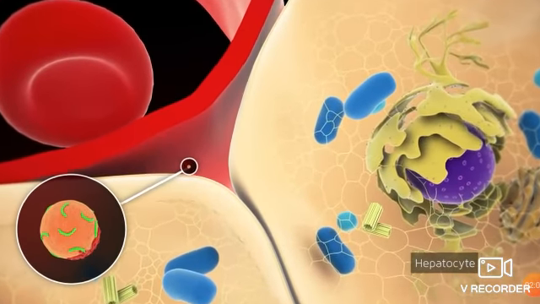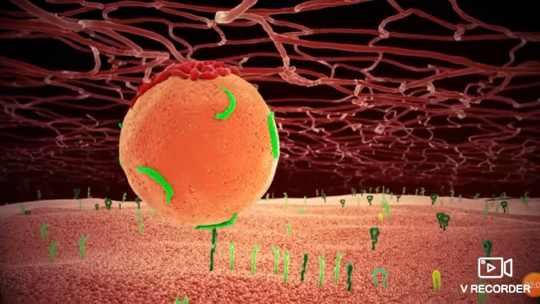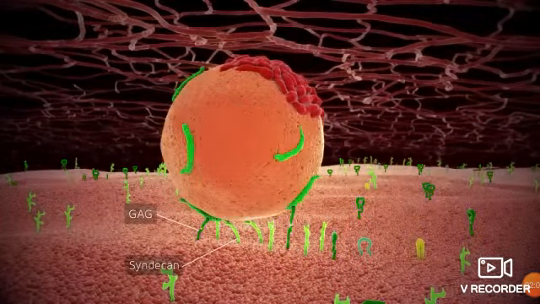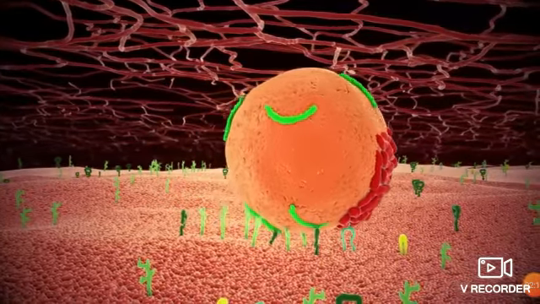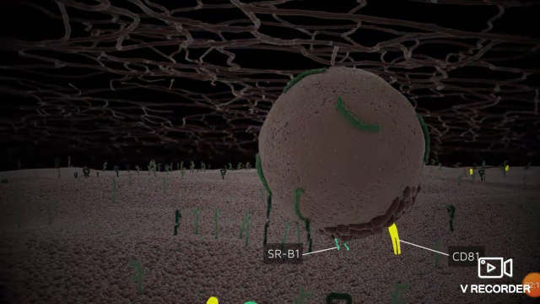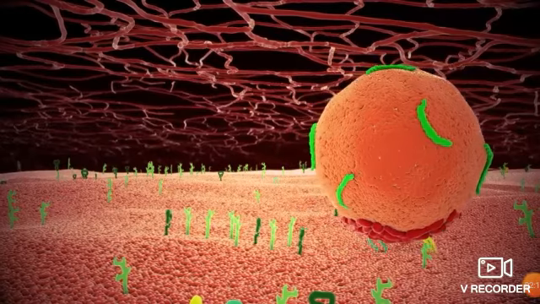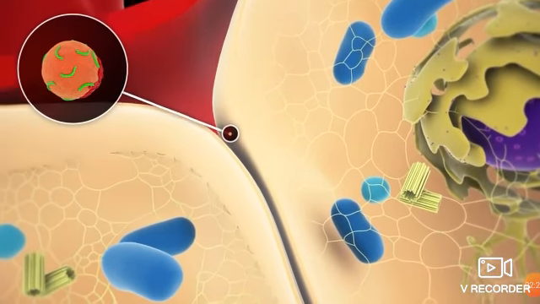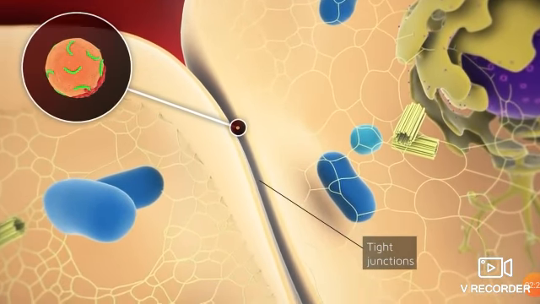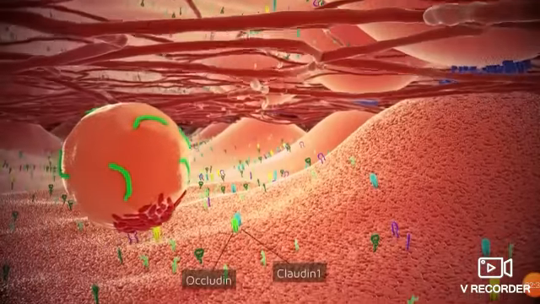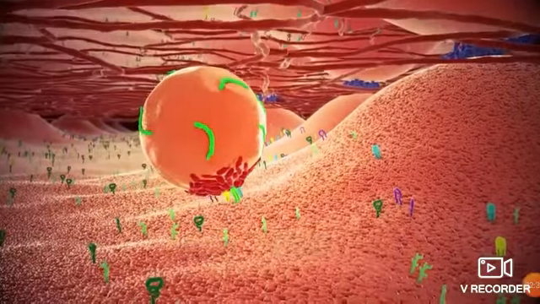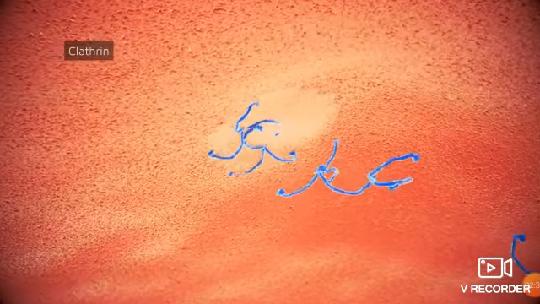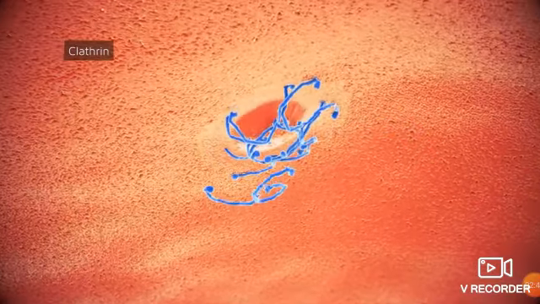Once the viral particle reaches the hepatocyte surface, it interacts first with glycosaminoglycans and syndecans, followed by binding to more specific receptors, including the scavenger receptor B1 and the tetraspanin protein CD81. The viral particle, complexed with these entry factors, reaches tight junctions and engages in further interactions with claudin 1 and occludin. The viral particle subsequently enters the cell via receptor and clathrin-mediated endocytosis.